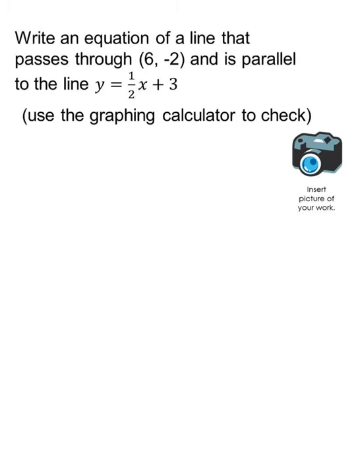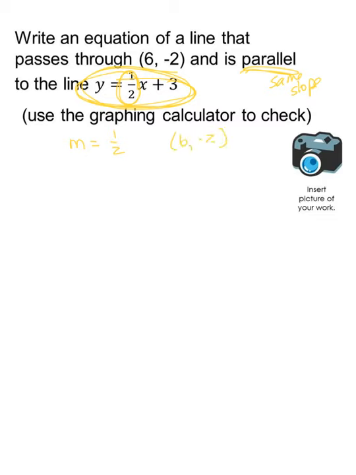Write an equation of a line that passes through (6, -2) and is parallel to this line. Okay, so if it's parallel, we know they have the same slope. So you use the equation you were given, and you figure out the slope from that equation. So now we know a point and we know a slope. So slope equals 1/2, and we know one point.